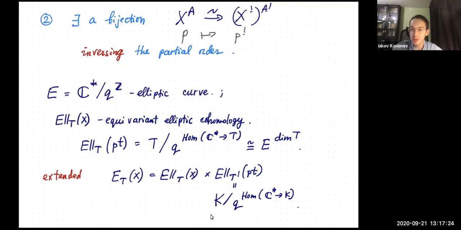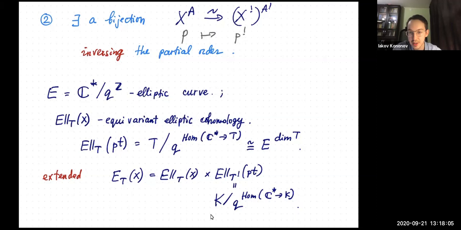So let's now talk about equivariant elliptic cohomology. For that we need to introduce the elliptic curve, that is C star modulo Q to the lattice, one-dimensional lattice. And there is the functor of equivariant elliptic cohomology. T equivariant elliptic cohomology of a point is T modulo Q to the co-characters of T. This is an abelian variety of dimension equal to the rank of T.